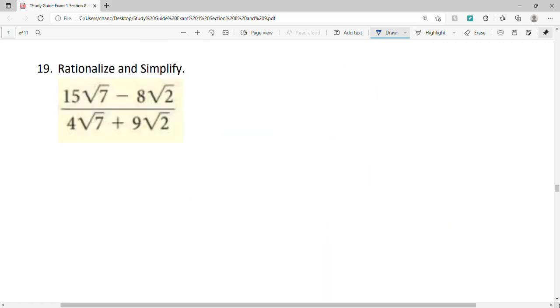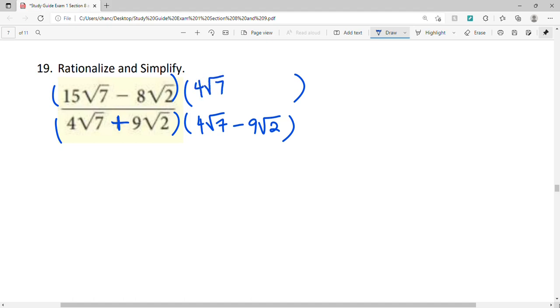In example 19, we'll have to multiply the top and the bottom of this expression by the conjugate of the denominator. So let's use the conjugate of the denominator, which is exactly the same thing but opposite sign. So we have 4 root 7 minus 9 root 2, and we use the exact same thing on the top.